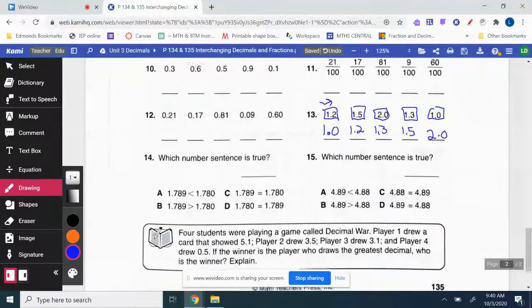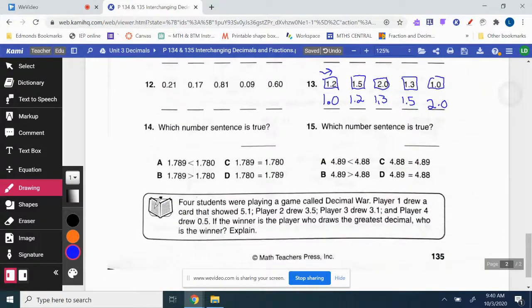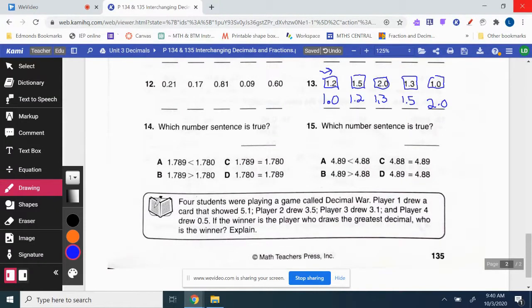Number 14 and 15, they want you to figure out which number statement is true by comparing these two numbers. So when I'm looking at number 15, I have 4 and 89 hundredths and 4 and 88 hundredths. Well, I know that 89 is bigger than 88, so this one's not true. They are definitely not equal, which is what they give me for C and D. But my 9 is definitely bigger than my 8. So that is B. Come to office hours if you need help.